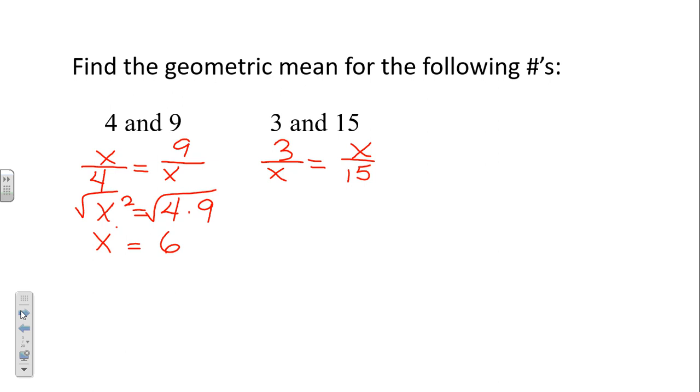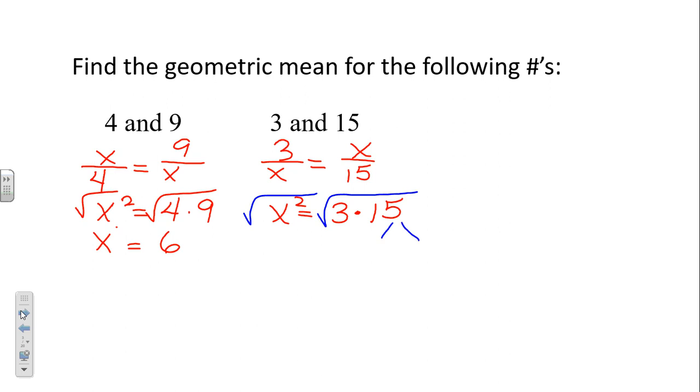We did set up proportions before, and we cross multiplied and solved, back in chapter 8. Okay, so x squared equals, now let's not multiply them out. Let's just take 3 times 15. It's going to be 45, but watch what happens if we don't multiply it out.